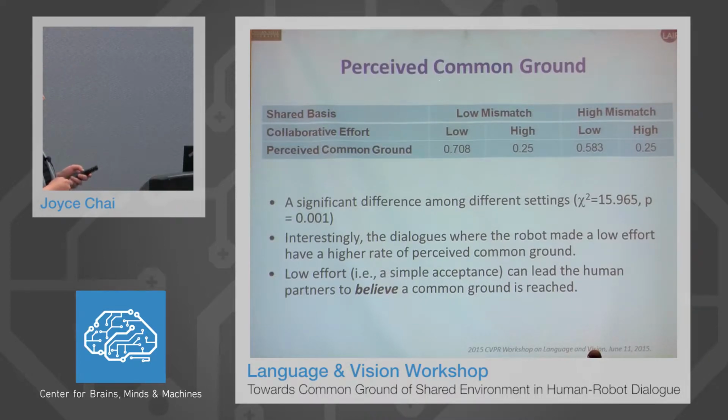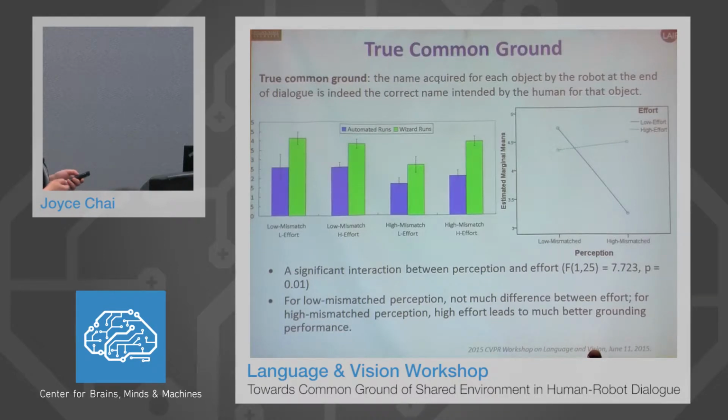So what we really need to do is to measure the true common ground. In fact, we can do that. We can just look at the end of the dialogue, how many names are correctly acquired by the robot. So this is the true common ground. The blue bars are the number of names correctly recognized by the robot in the automatic runs, and then the green is the wizard runs.